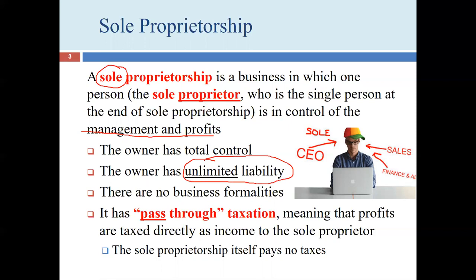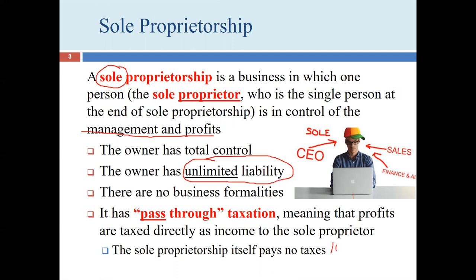Let's pause for a moment and talk about kind of the two buckets of liability that we have with businesses typically. One is the investment that the owner makes in the business. So let's say that I am a fabulously wealthy person.